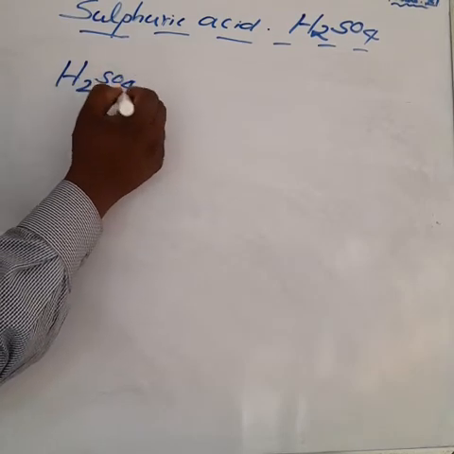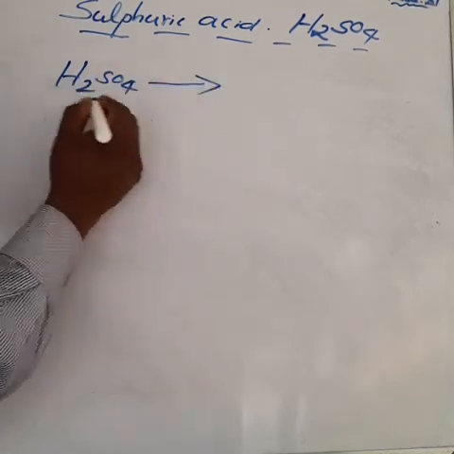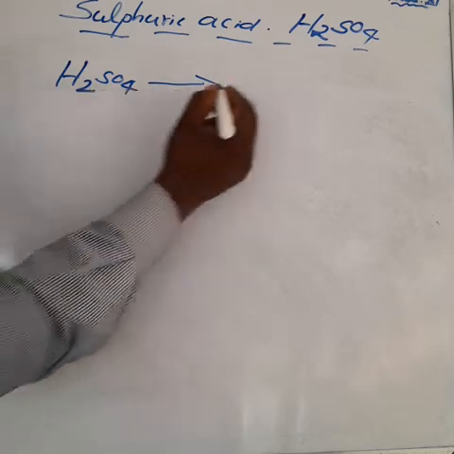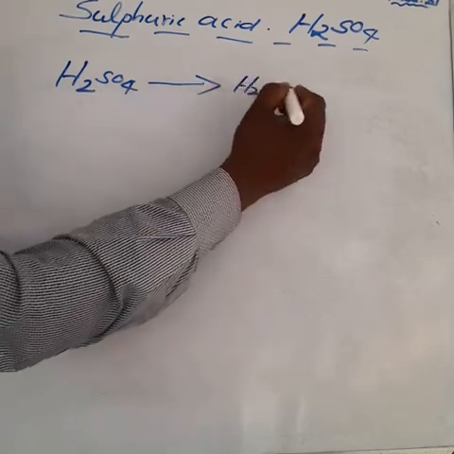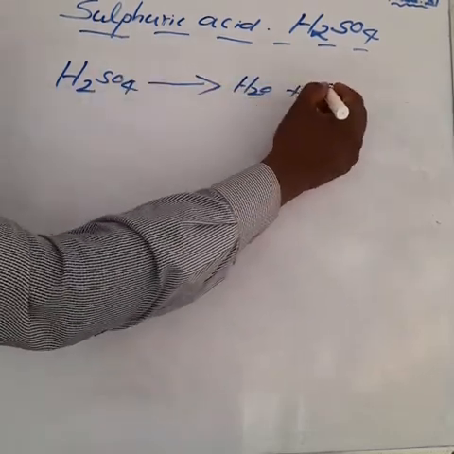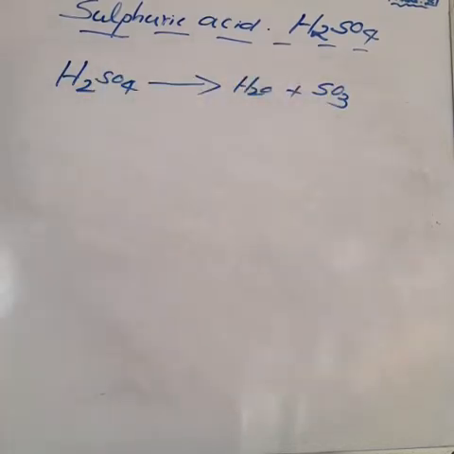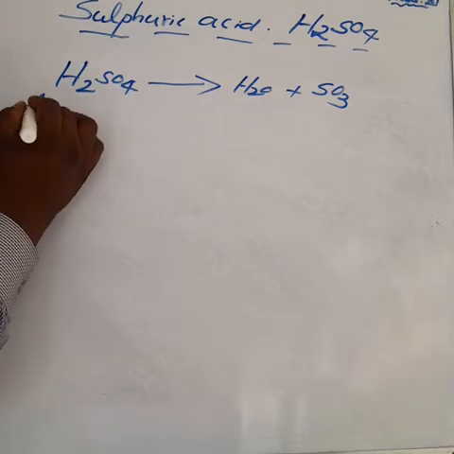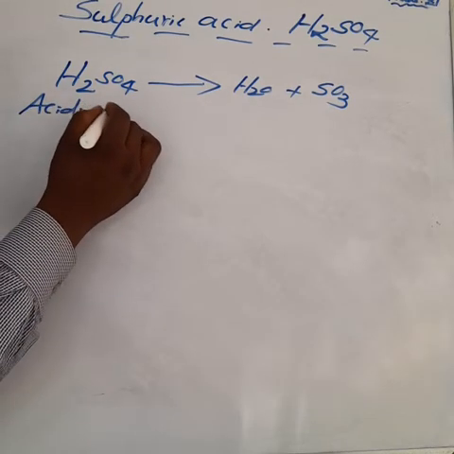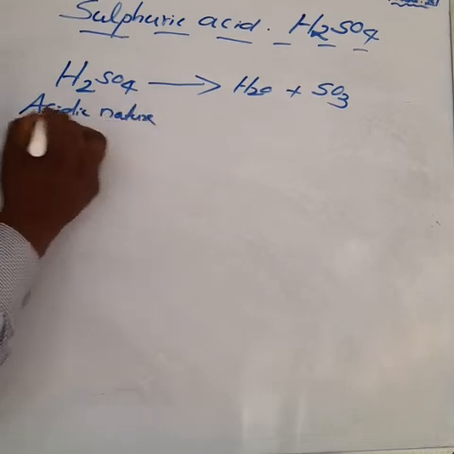When I am writing the equation, H2SO4 is converted into hydrogen combining with oxygen to form water molecules, and also we get SO3, that is sulfur trioxide. In this area, one of the very important questions is about the acidic nature of sulfuric acid. Very, very important question.